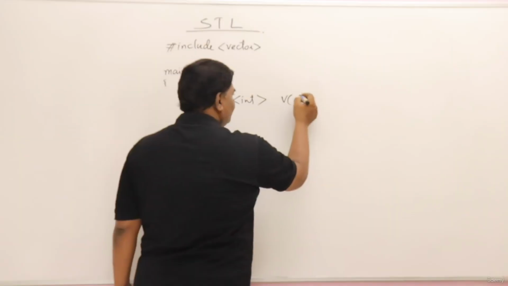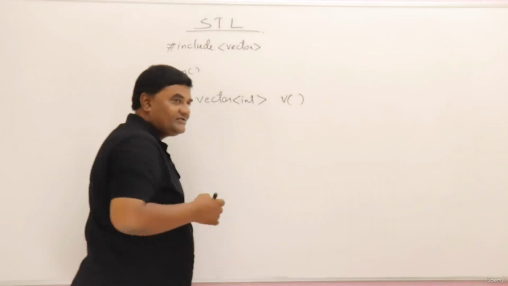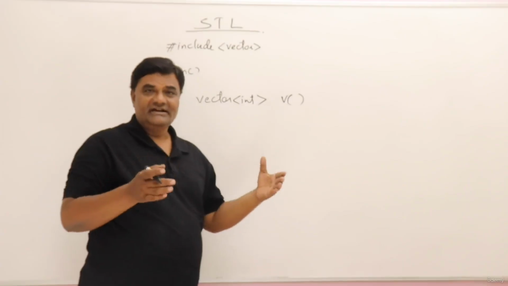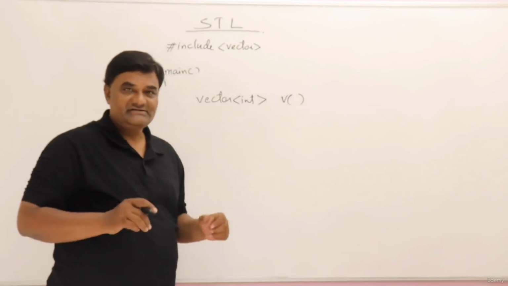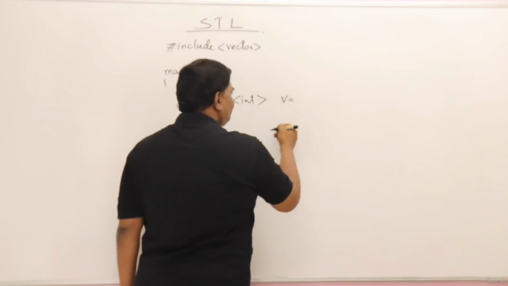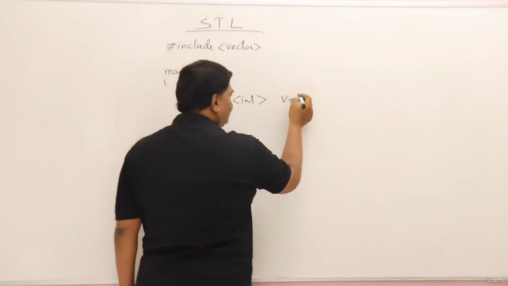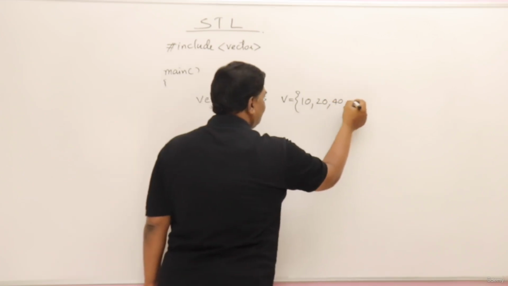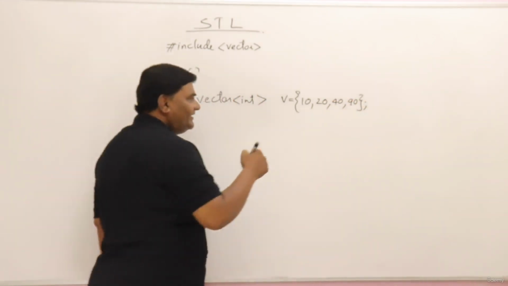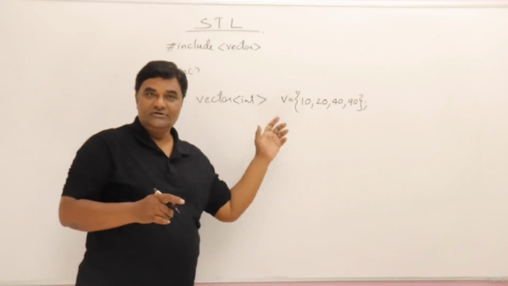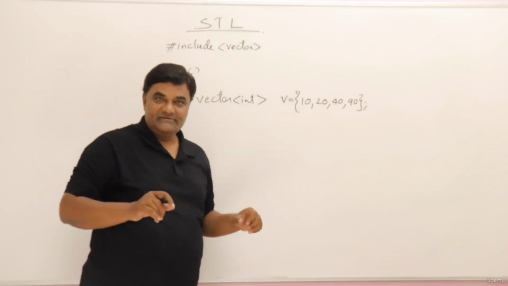If you want, you can mention some size that will be the initial size of the vector. Otherwise, it is believed that it will create an array, a vector of size 16. Otherwise, you can mention some size. Next, if you want some initial values in this one, then you can mention inside the bracket 10, 20, 40 and 90. So these are some initial values. Initially these values will be there in this array. Like I already told you, vector uses an array.